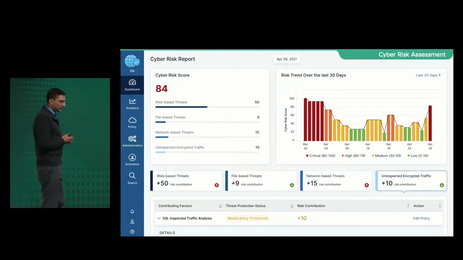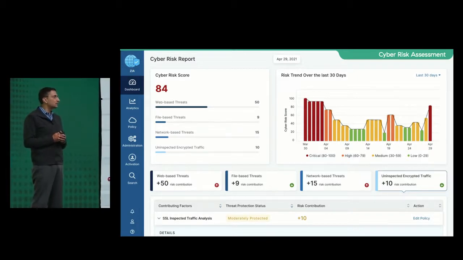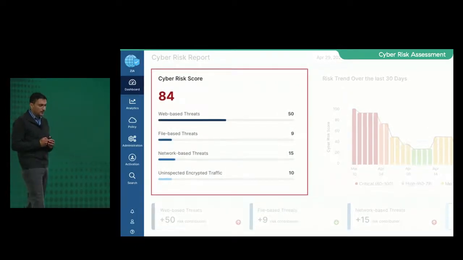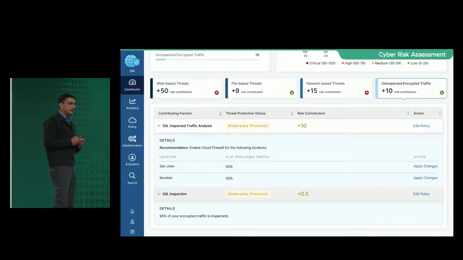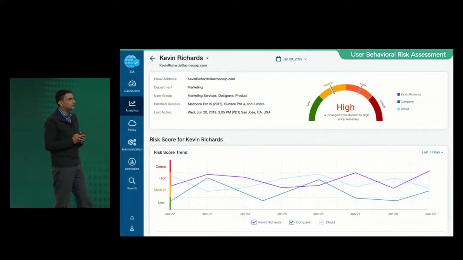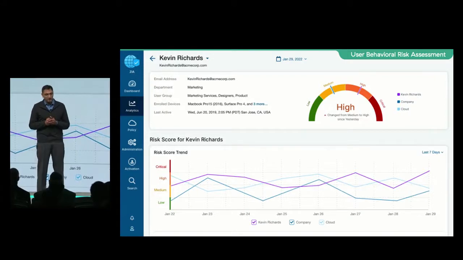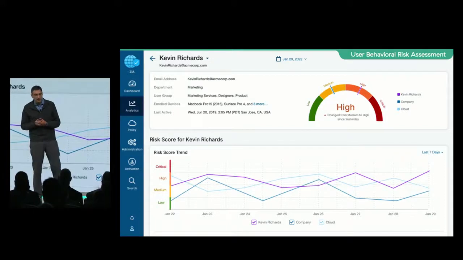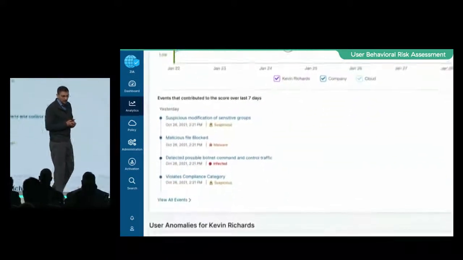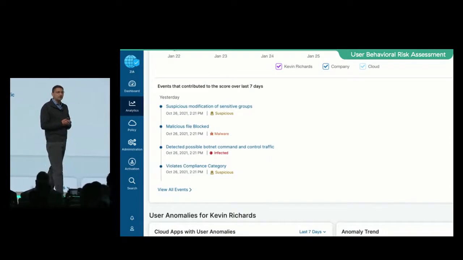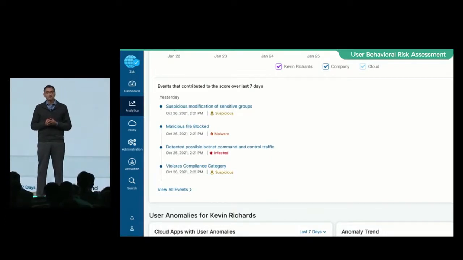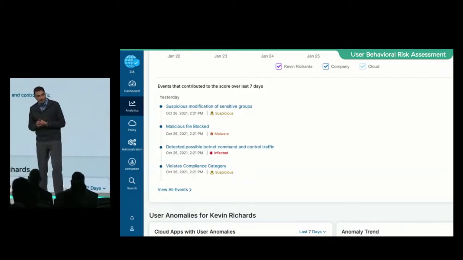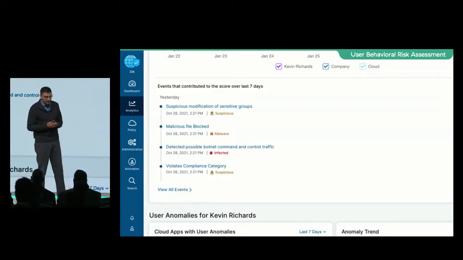So, we've revamped our overall risk report in ZIA, and you can get a very good comprehensive view of what your overall risk posture is as far as internet activity is concerned. But more importantly, you can start now looking at a user level risk. So here you're seeing a user risk report based on behavioral anomalies that we have detected from the user, and you can see a particular user's risk score over time. What are the factors that are contributing to that user's risk? It could be malicious activity, it could be the content of files that he or she has downloaded, they could be violating a compliance category, etc.